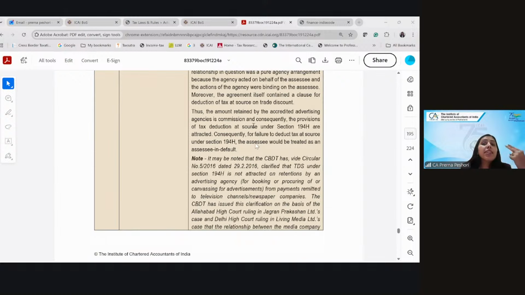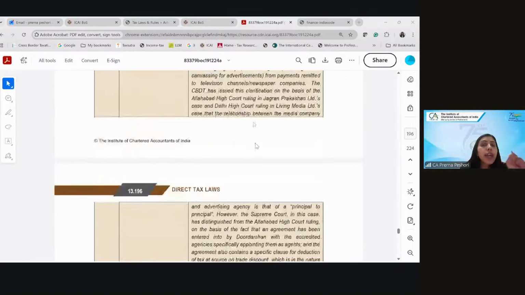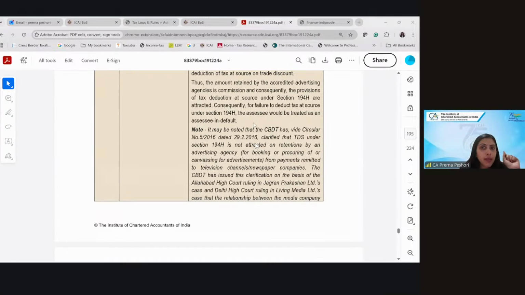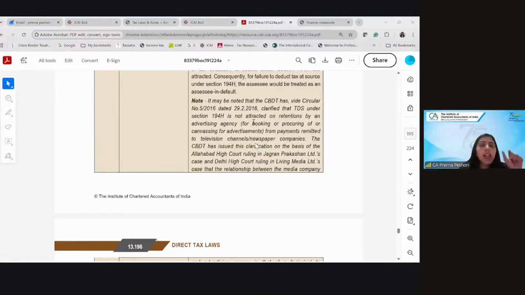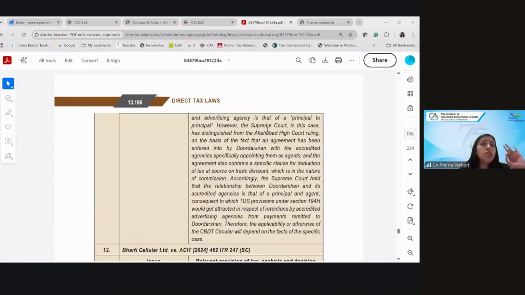However, CBDT has clarified that here the TDS under 194H will not be applicable. So even though the Supreme Court decision is there, CBDT has clarified 194H is not attracted from the payment remitted to the television channel or newspaper company. Are we clear? The CBDT has clarified that this contract is not of agency, but is on a principal to principal basis. Are we clear?